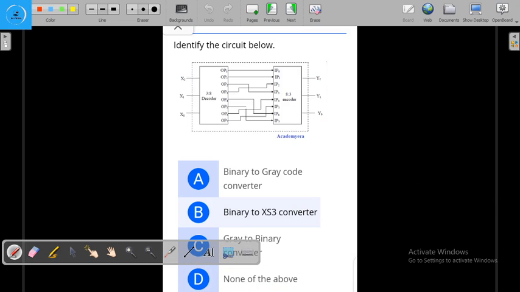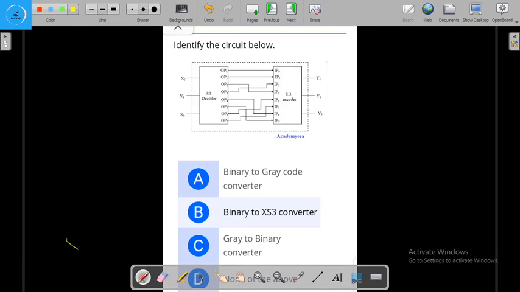Before starting any question, you should try to solve it yourself, for getting better confidence in this topic. This is a good question asked in a previous year GATE examination. Here it's given a 3 to 8 decoder and an 8 to 3 encoder, and using these two, the decoder and the encoder, we get this output y2 y1 y0, and this is our input.